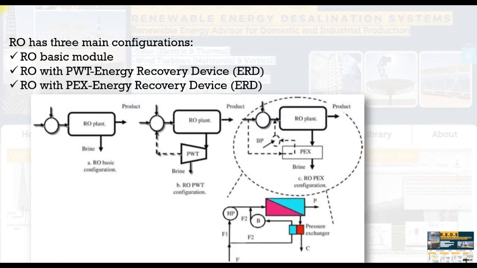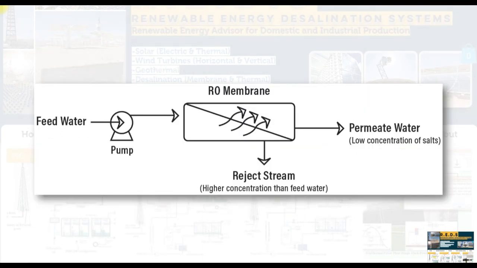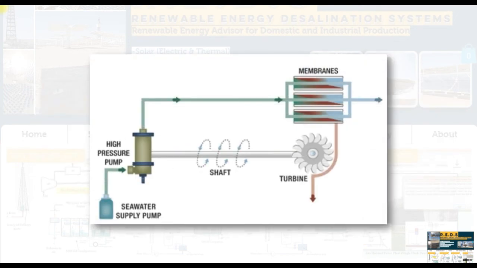We have three main configurations for reverse osmosis. We have the basic module without energy recovery devices, we have a Pelton wheel device, and we have a pressure exchanger device. This is the basic module, in which the feed water stream goes through the high pressure pump and then is split into a rejected stream and a fresh water stream. This is the basic one.